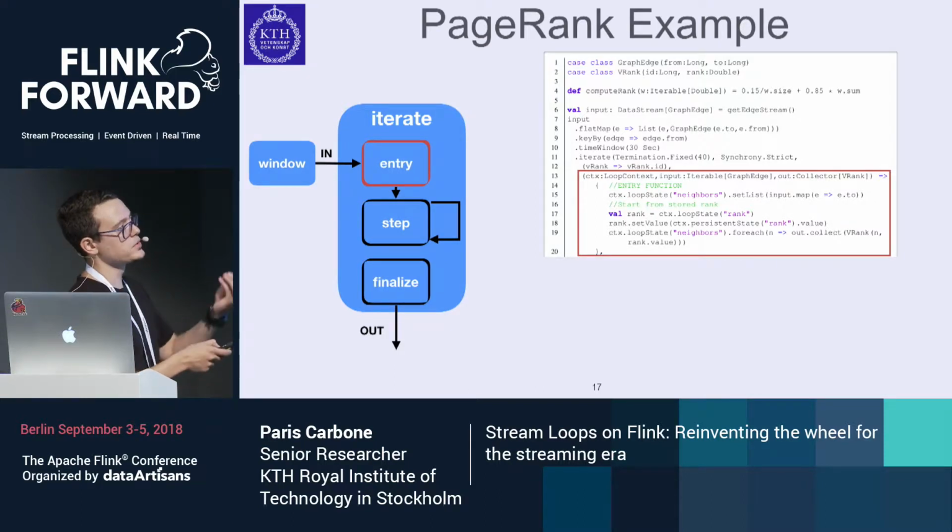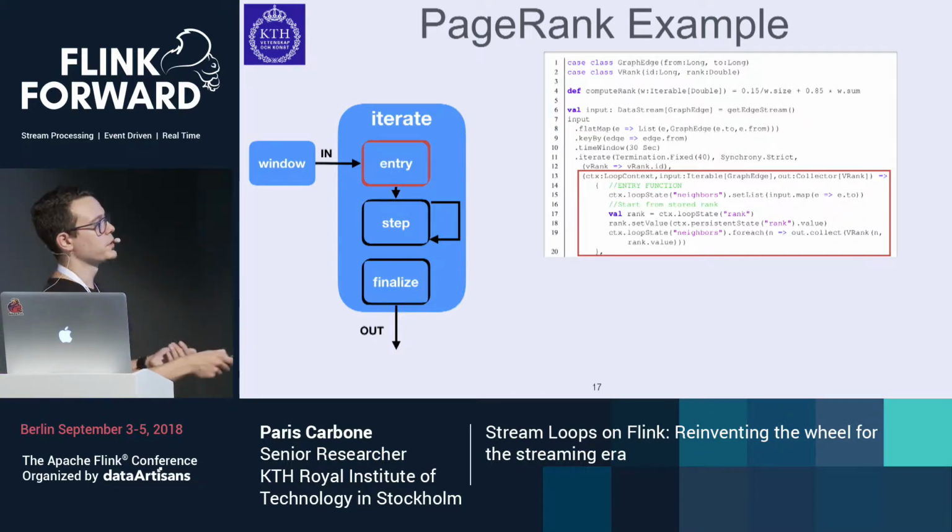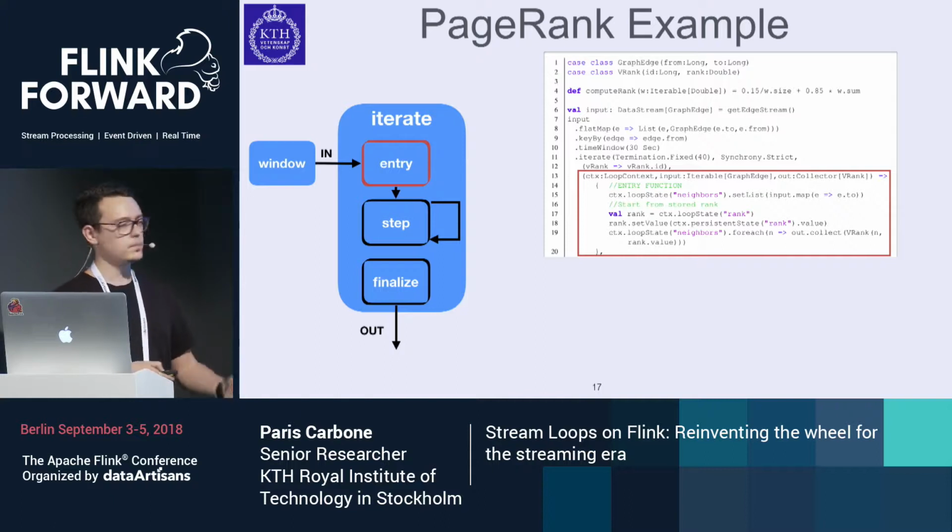And then in the entry function, what we do is that we, first of all, get the contents of the window and initialize our state. In this case, our state is basically the list of neighbors that we use to run the algorithm. That is, of course, keyed by vertex. Then we initialize the ranks. In case we have stored a previous rank for the same vertex from a previous window, we can always fetch it from the persistent state. And then we start the algorithm by outputting, collecting the initial ranks.